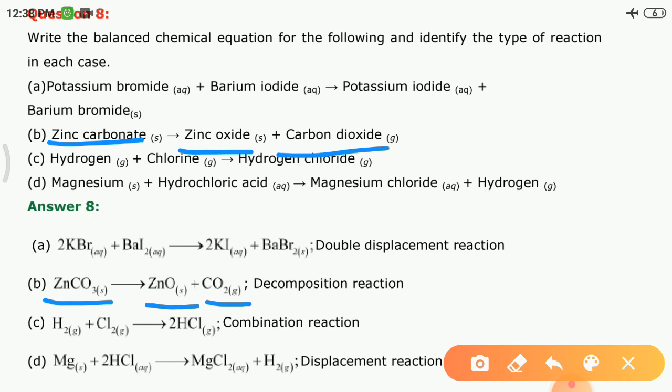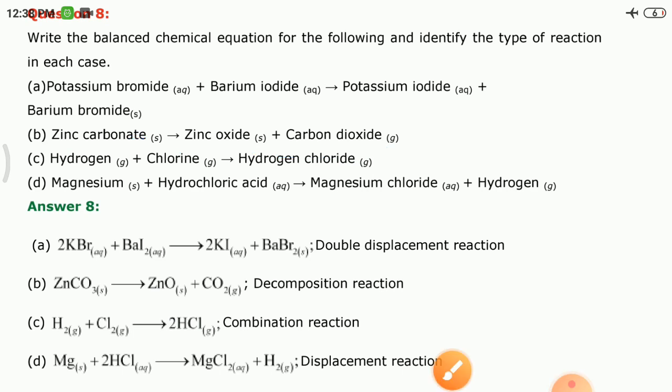So the type of reaction will be decomposition reaction, in which a single substance decomposes to give two or more substances. And for balancing, here it is already balanced. So the reaction will be ZnCO3 solid gives ZnO solid plus CO2 gas.